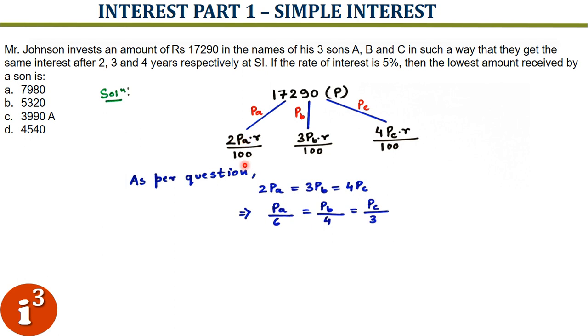2 PRT by 100, PA into R into 2 by 100. This in 3 years, PB into R into 3 by 100. This in 4 years, PC into R into 4 by 100. Now as per the question, these are equal. So R by 100, R by 100.